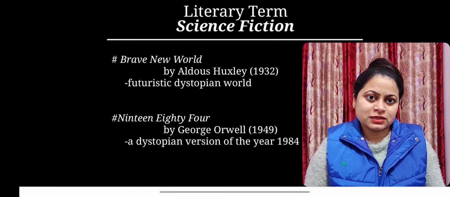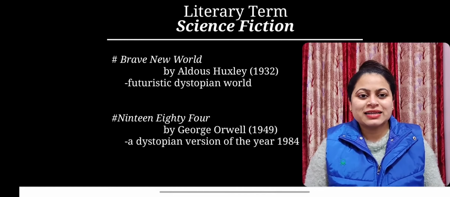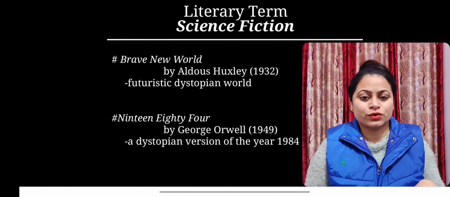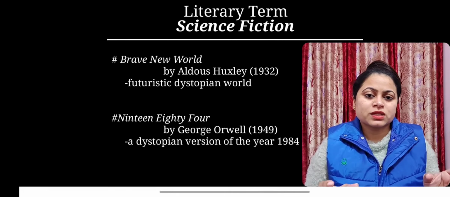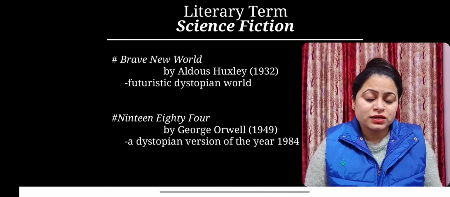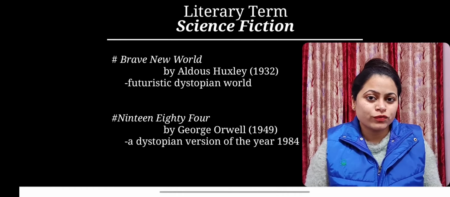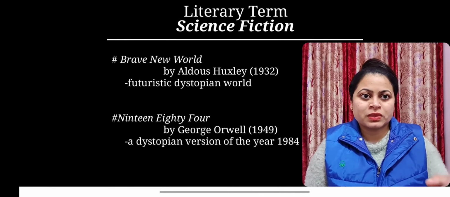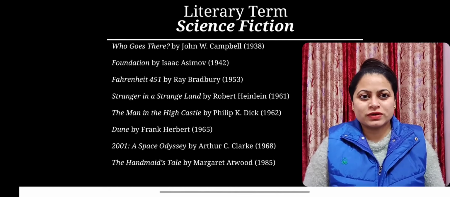And then there is the novel 1984 by George Orwell, which is actually a dystopian version of the year 1984, and it represents extreme levels of governmental interference in daily lives with the aid of scientific inventions and innovations. And this is the list of some of the classic science fiction novels.